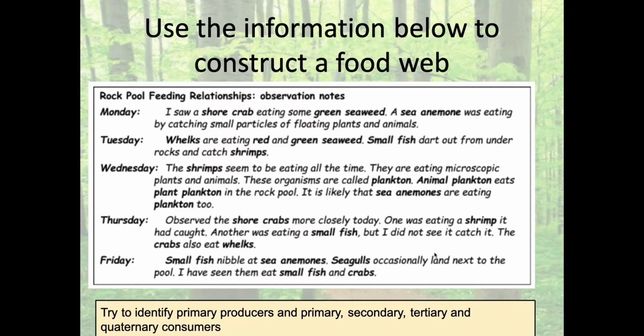So here's your chance to construct a food web. Here's some information on a rock pool. Observations Monday to Friday. Shore crab eating green seaweed. You say to yourself, is the shore crab the producer? Is it a primary or secondary consumer? Is the seaweed the producer? Is it a consumer? Sea anemone eating by catching small particles of floating plants and animals. Well, what is that? Is that a primary or a secondary consumer? Is it both? And so on.